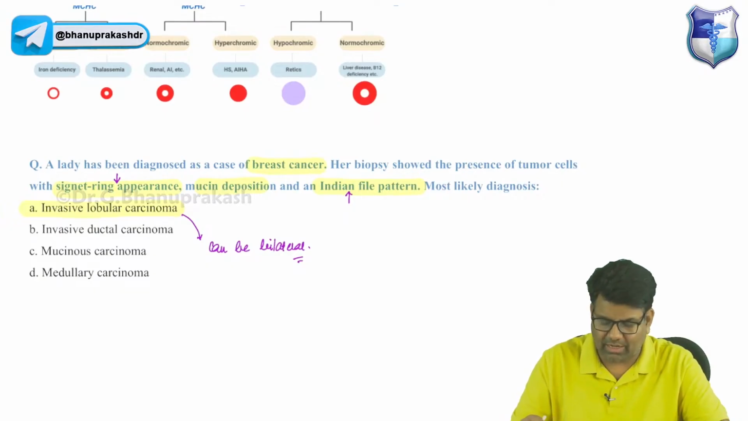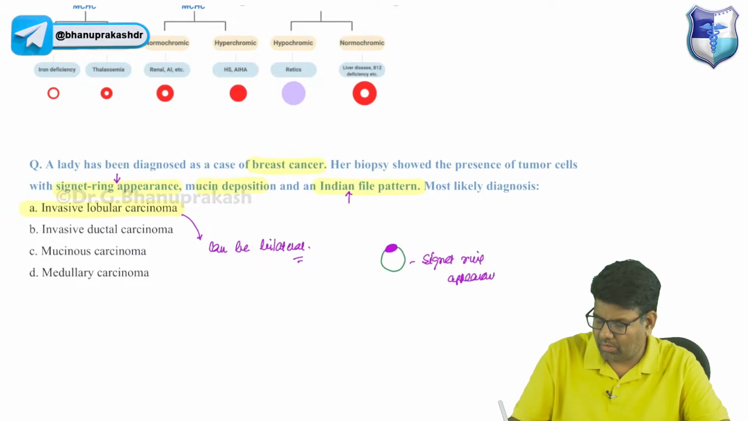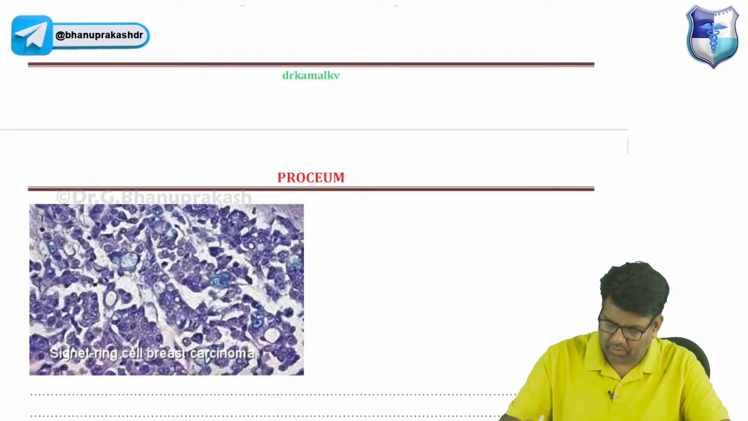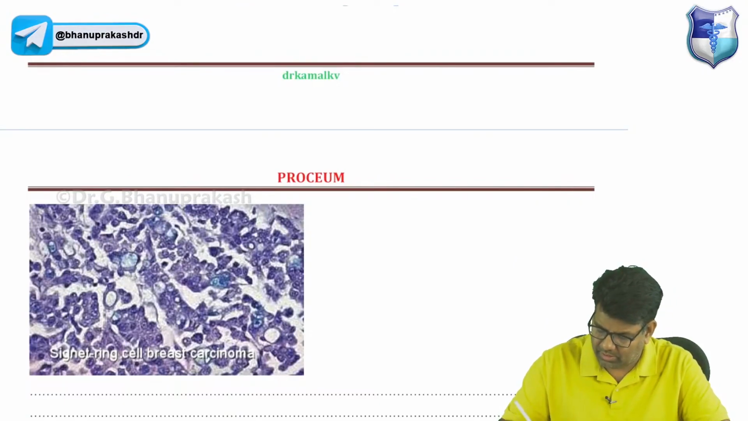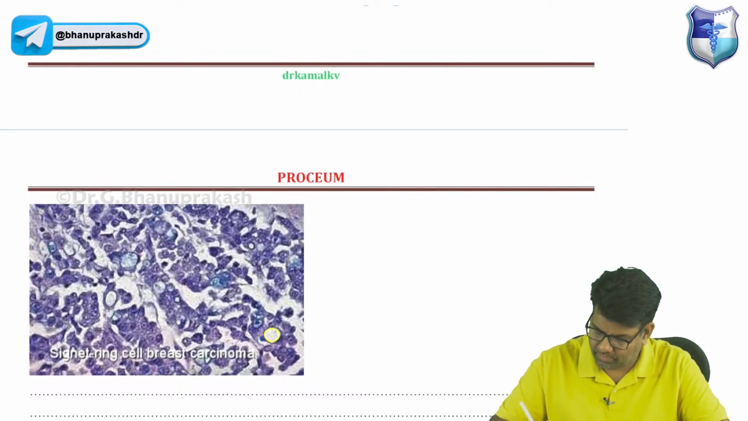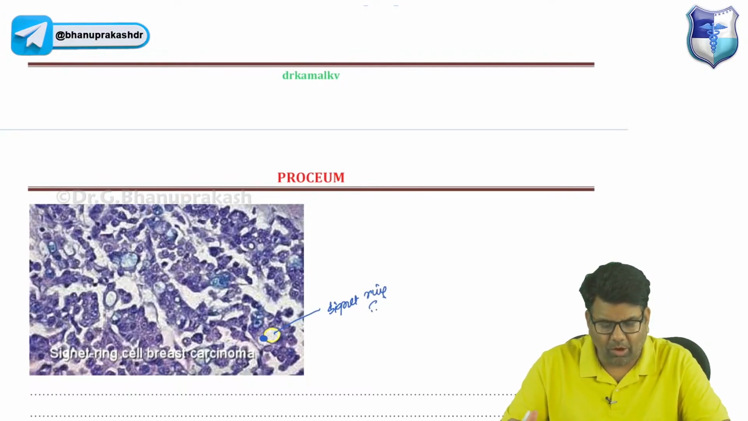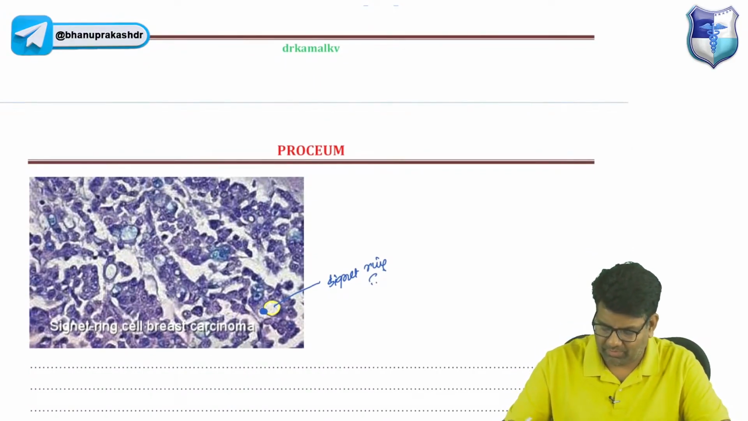Now, what actually is this signet ring appearance? The nucleus is pushed to the periphery. This is the signet ring appearance. Here, look in the picture, signet ring. Invasive lobular carcinoma. Yes, nucleus at the periphery.